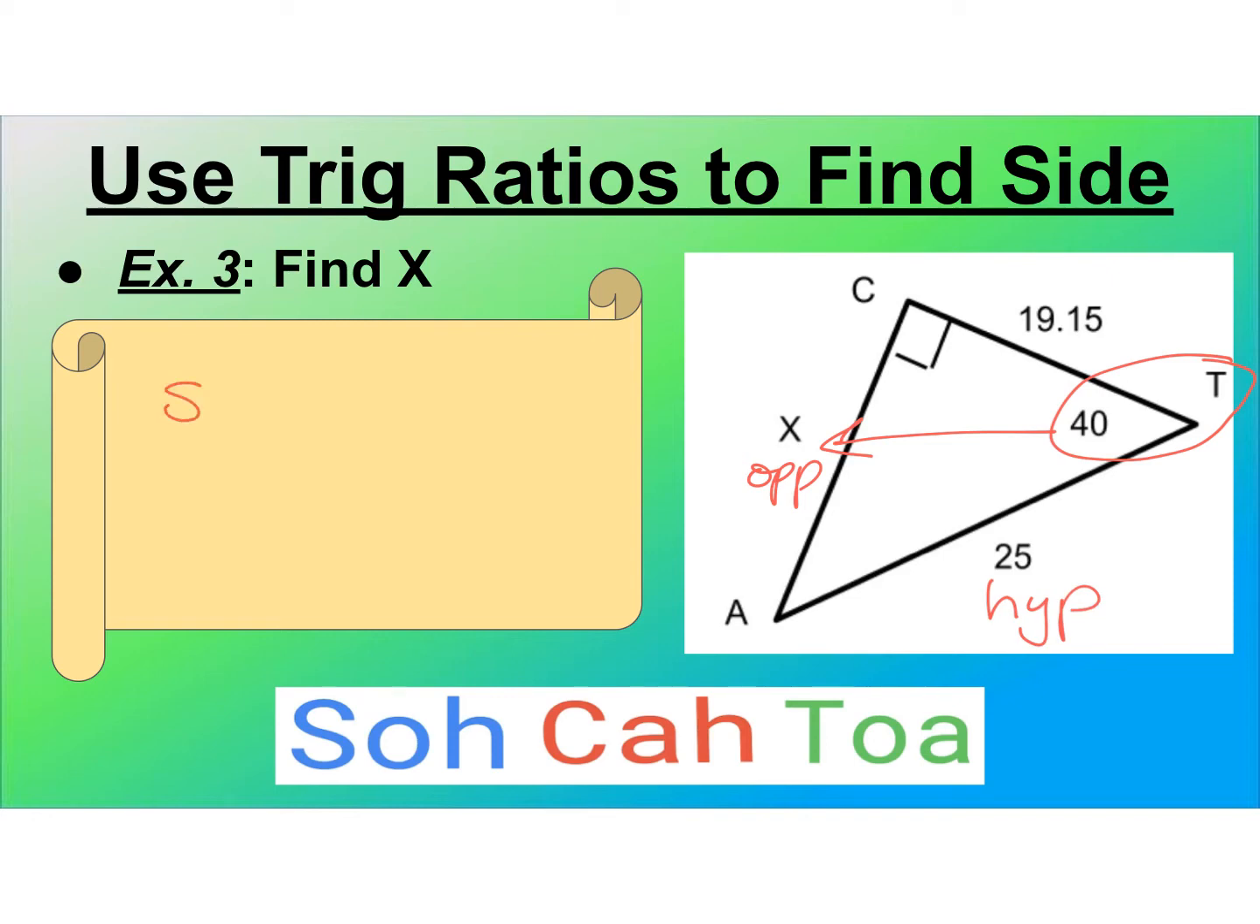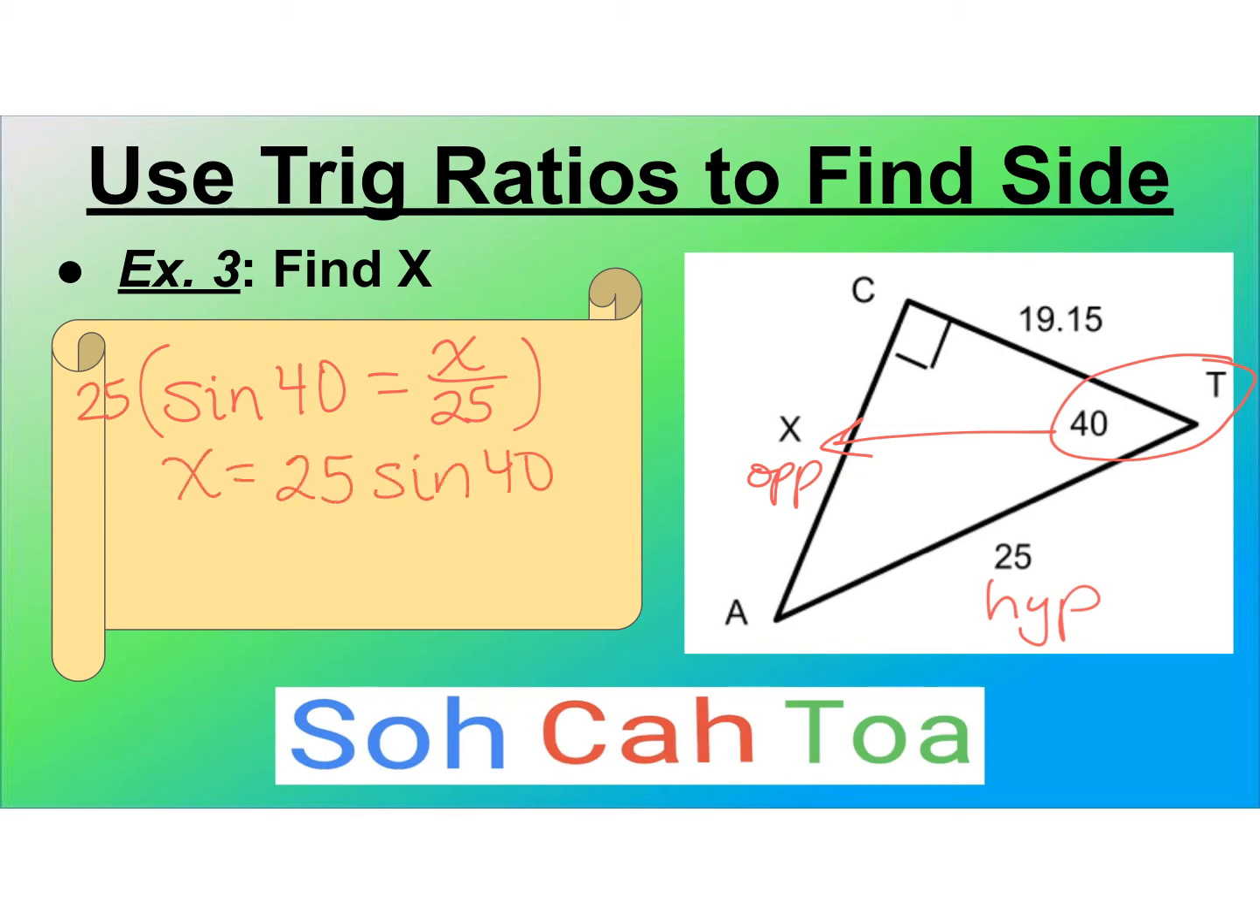So I'm going to do the sine of 40 equals x over 25. Multiply both sides by 25. And on the calculator, we're doing 25 sine 40. And you should get 16.07.